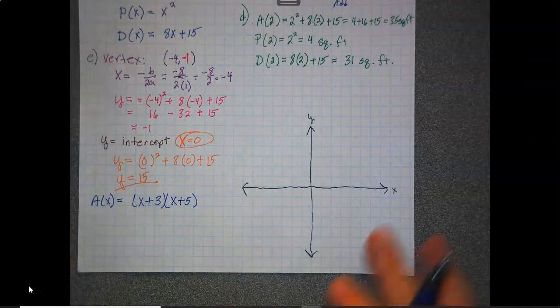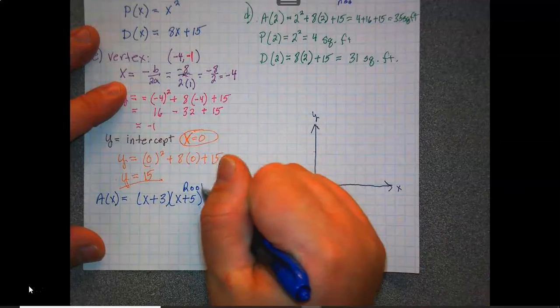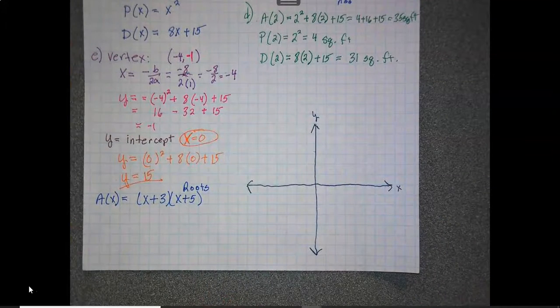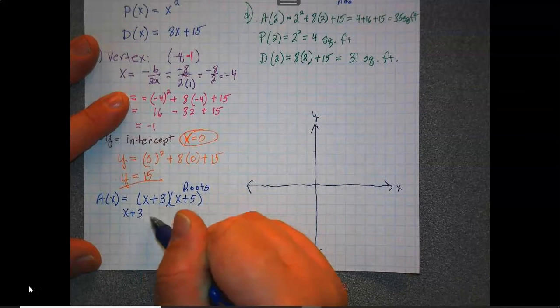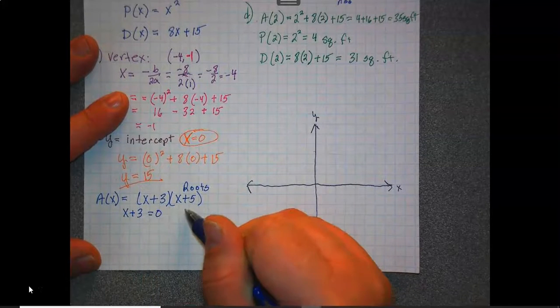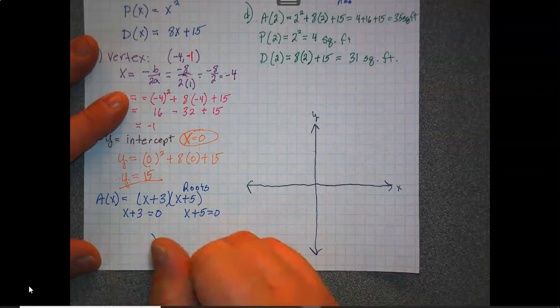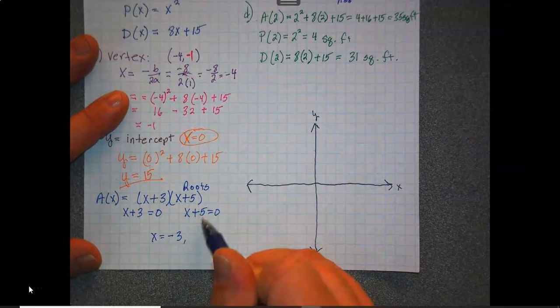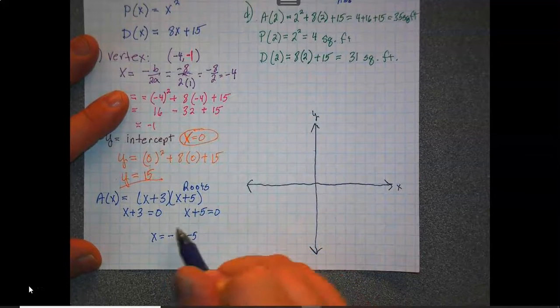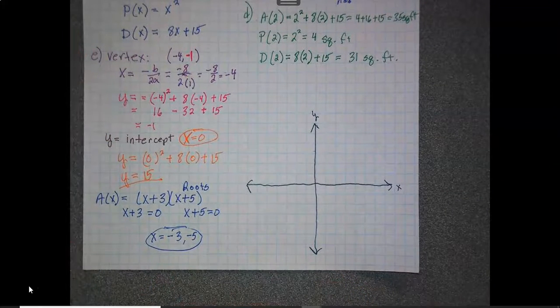For the roots, what do we do? Roots, solutions, zeros, whatever you want to call them. We set each one equal to 0, right? So x is going to equal negative 3 and negative 5. So there's my roots. Okay, what else?